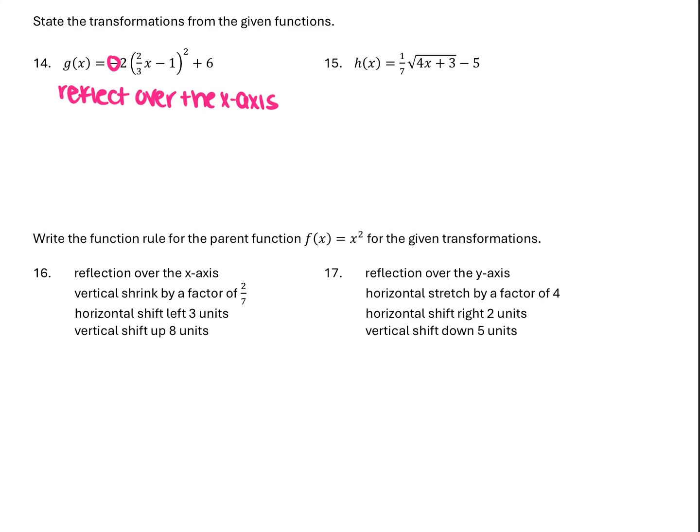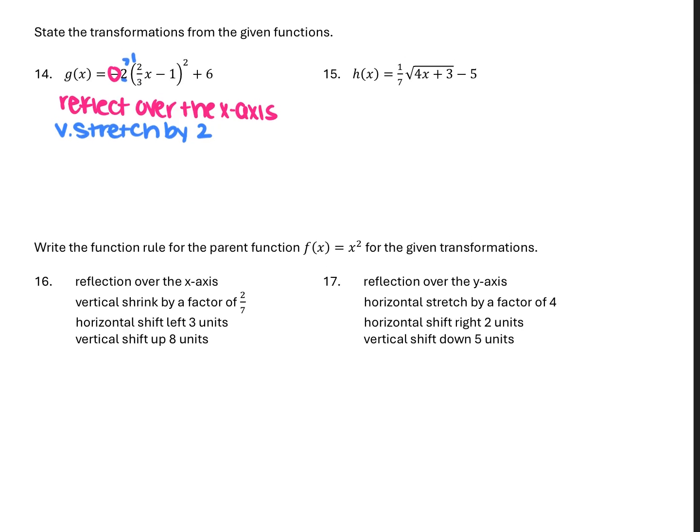Next, we're going to look at the 2. That 2 is greater than 1, so that means we have a vertical stretch by a factor of 2. Inside your parentheses, in front of the x, that 2/3 is going to turn into 3 over 2. That 3 over 2 is greater than 1, so you have a horizontal stretch by a factor of 3 over 2.